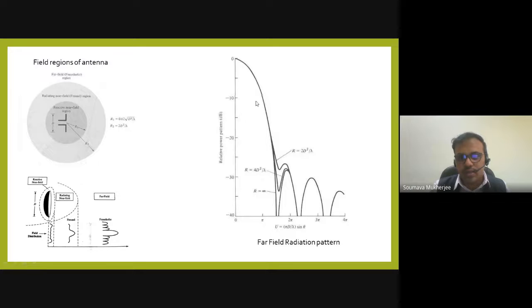If you see here, this is the radiation pattern plot in a 2D scale. So this is from theta equal to 0 to theta equal to 4 pi, and you see the three distances: one is 2D square by lambda, one is 4D square by lambda, one is r equal to infinity. And you see in all cases the shape remains the same. The only thing changing is the null value. Rest of the things remain the same. That's what I said. At this far field, every position will give you the same radiation pattern, and that's why you have to measure here, not in between.